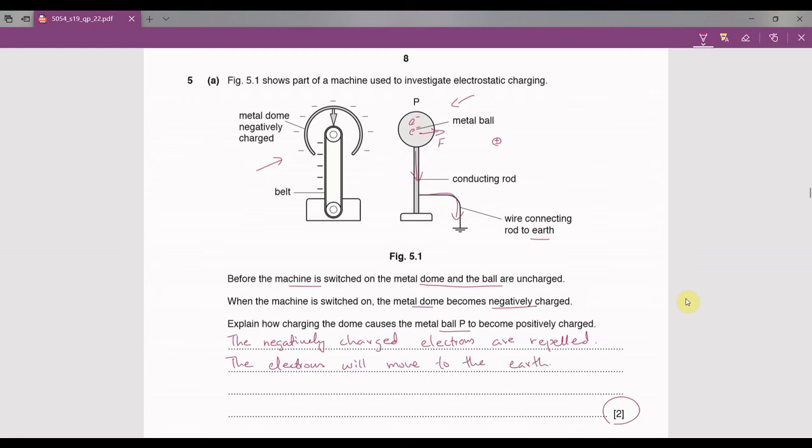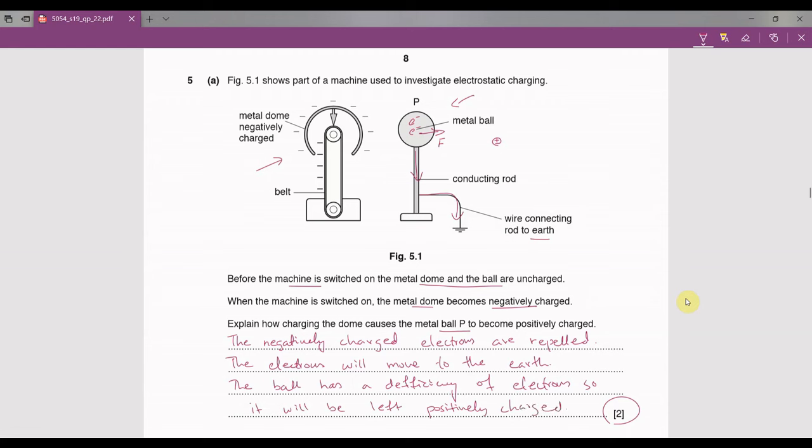Now since the electrons have left the metal ball, it has a deficiency of electrons, which means there is more positive charge on it than negative charge. So overall it has a positive charge, so it will be left positively charged.